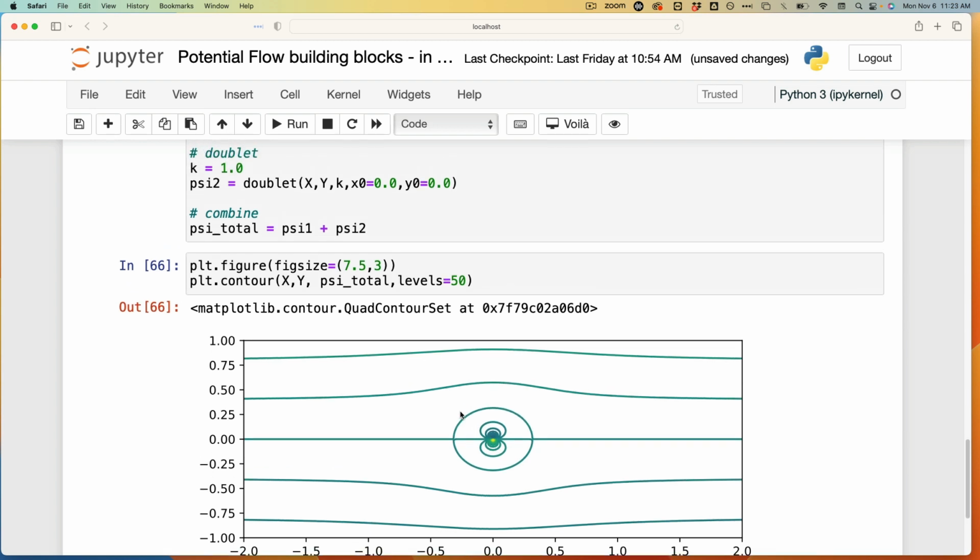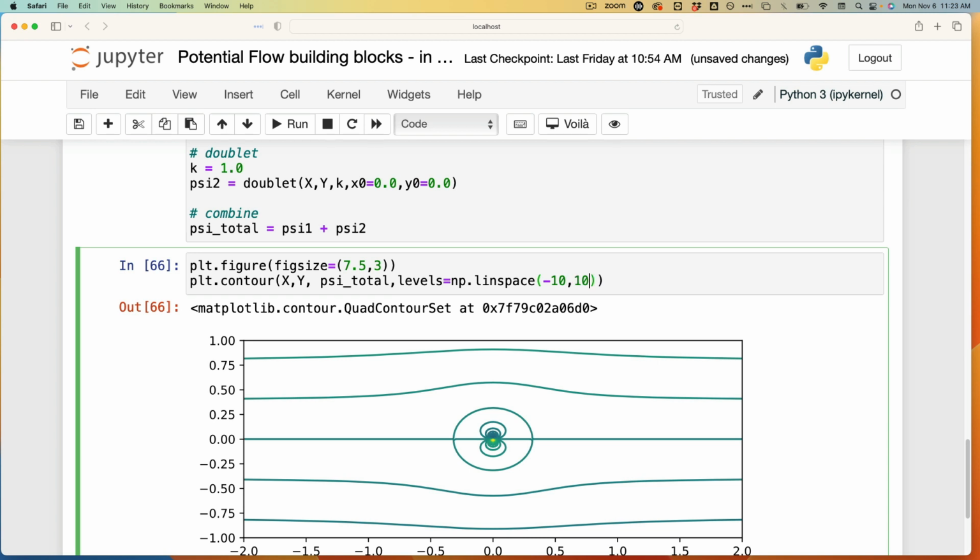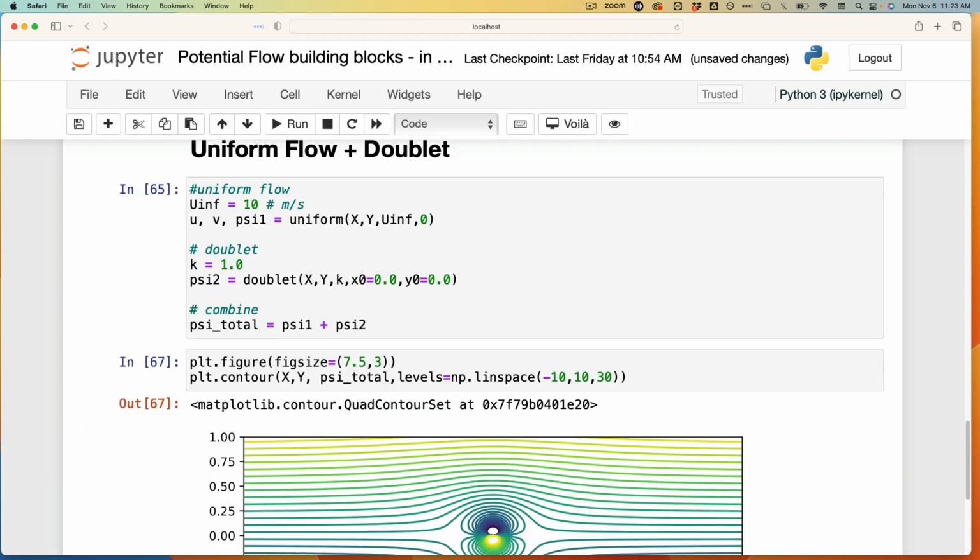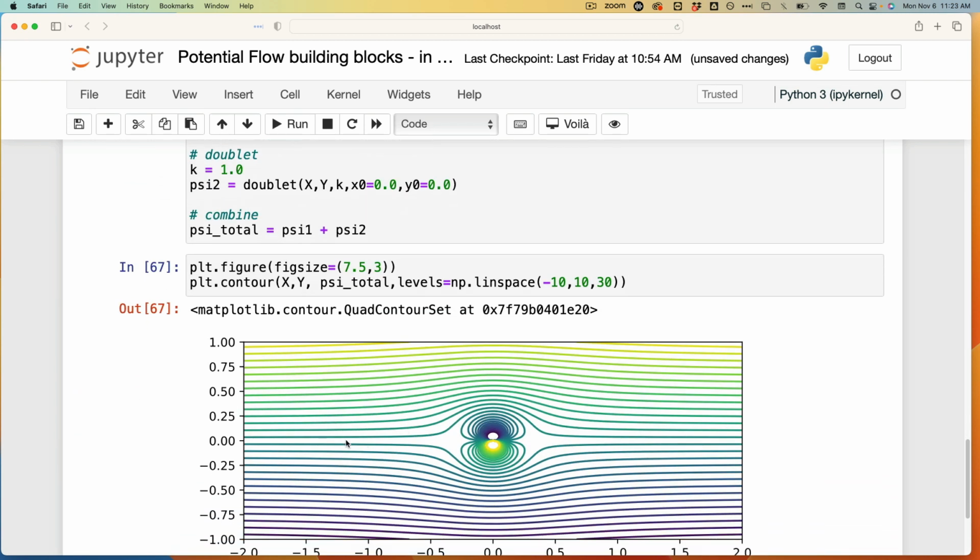Now this doublet mimics the flow over a cylinder. Okay? You want to see some nicer contour lines, some nicer levels. You could do a linspace over here between like minus 10 and 10 and do like 30 contours, and you get some nicer contours.